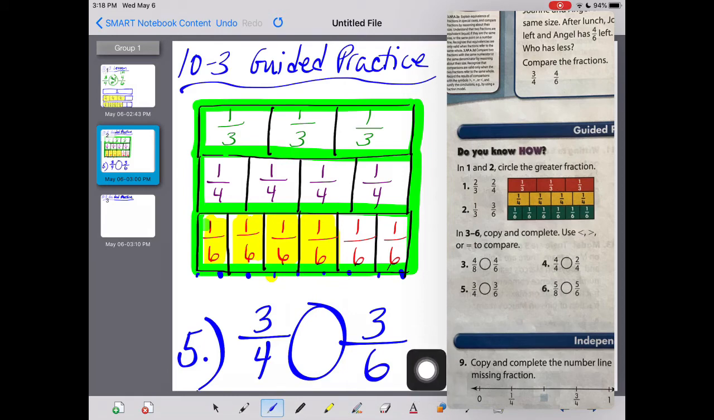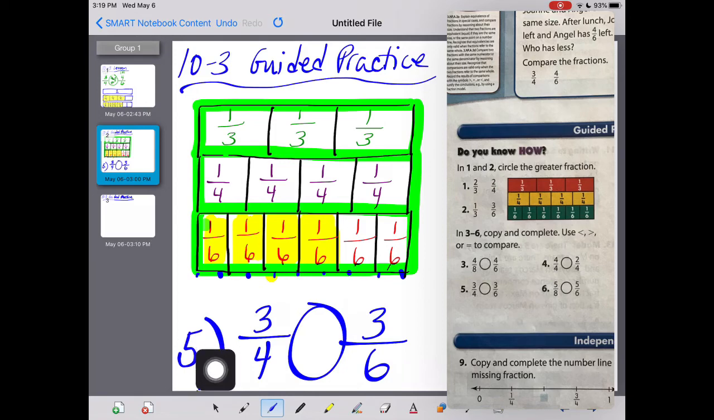Now use your information. What do you know about the denominator? Okay. When a pizza is cut up into 4ths, how big are the pieces compared to a pizza that's been cut up into 6ths? Okay. So I want you to think, what's greater? Is 3/4 less than, greater than, or equal to 3/6? Pause the video, figure it out, come on back.